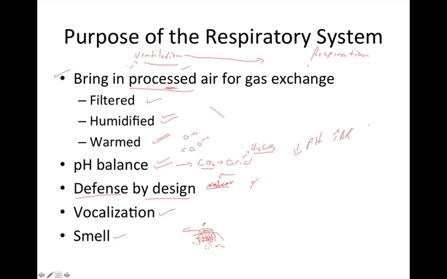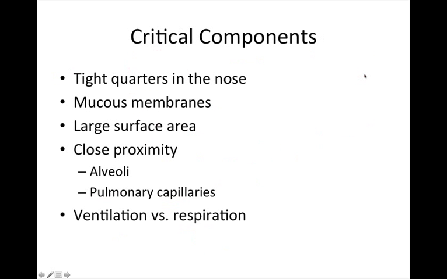Reception of smell occurs in the nose, and then the perception of it occurs in the brain, obviously, when we process that information. But again, first and foremost, the primary function of the system is to bring in air for gas exchange. Now, there are some critical key aspects that allow the respiratory system to do what it does.